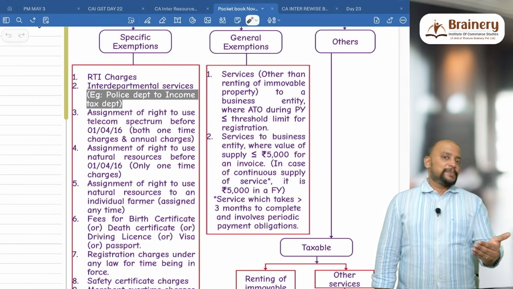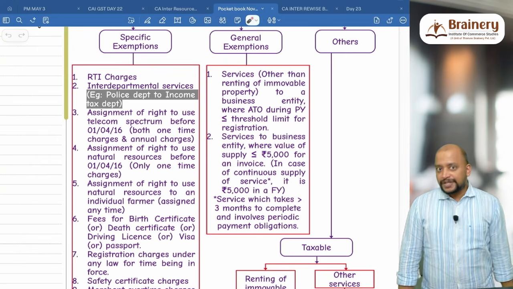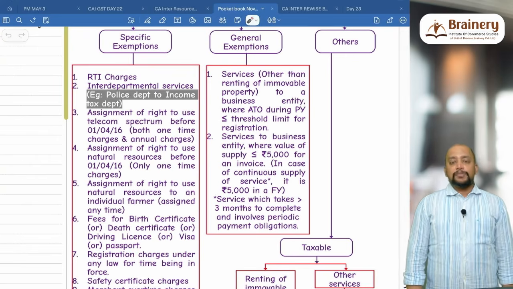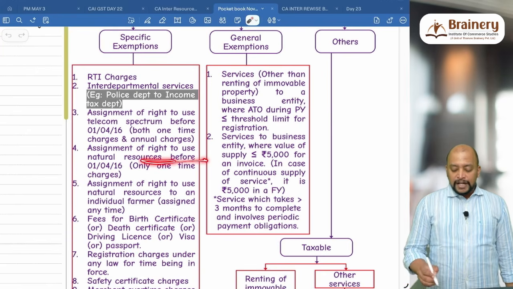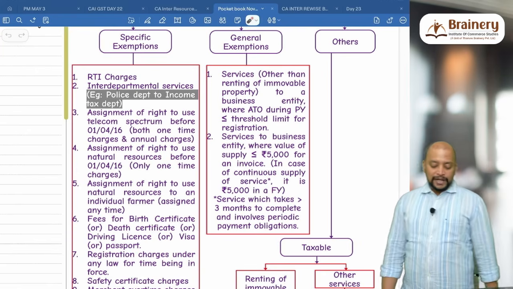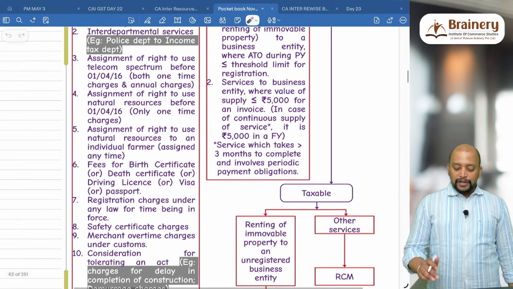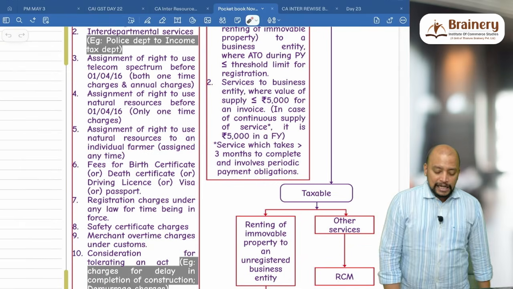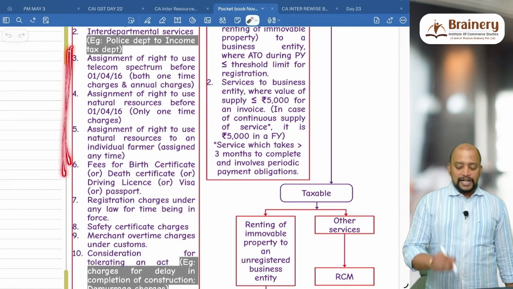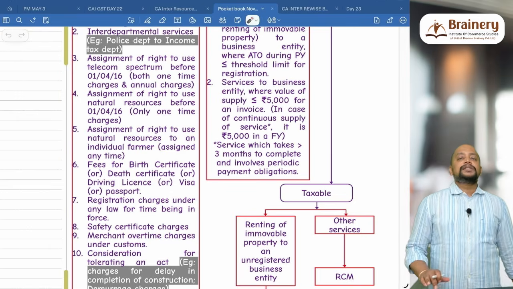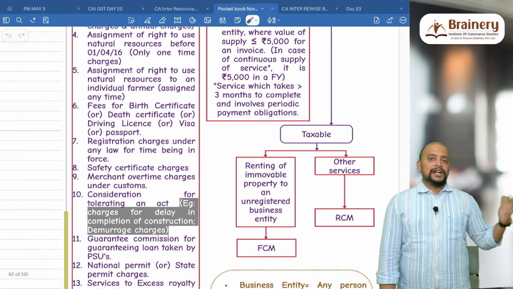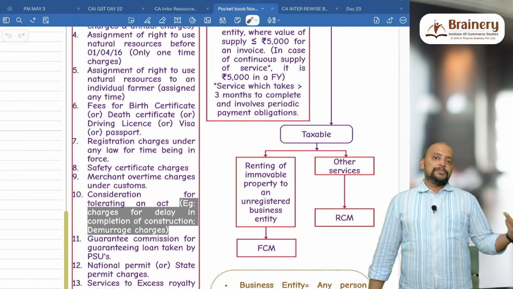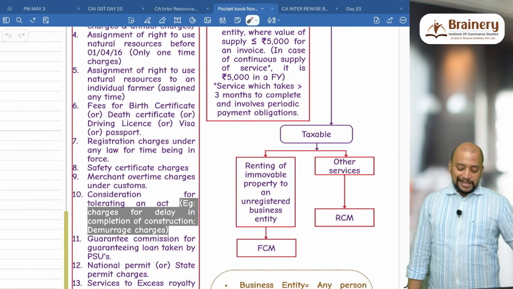First one is telecom spectrum assigned before 1/4/2016, both one-time charges as well as annual royalty. And fourth one, assignment of right to use natural resources before 1/4/2016, only one-time charges. Then 5, assignment of right to use natural resources to an individual farmer, it can be assigned any time. So these 3 are related to assignment of natural resources. Then 6th one, fee for birth certificate, death certificate, driving license, visa and passport, and registration charges under any law, that can be under income tax or GST or Companies Act, etc.